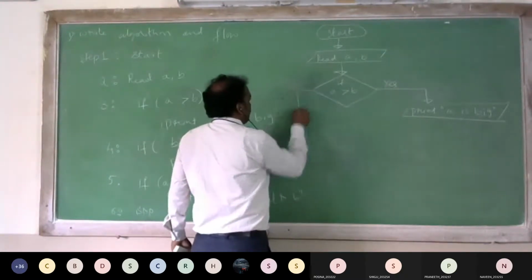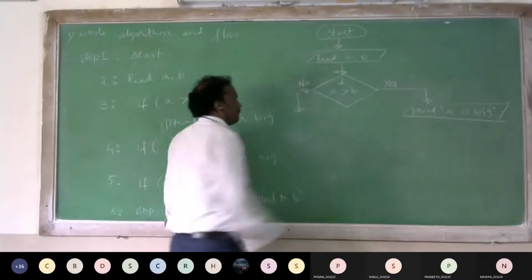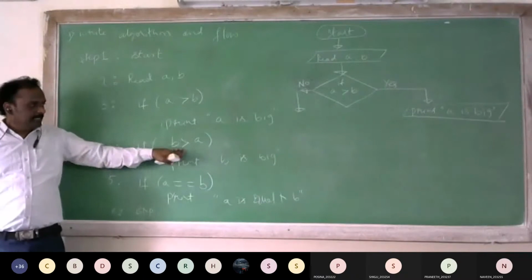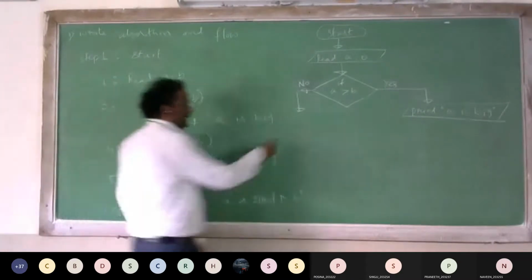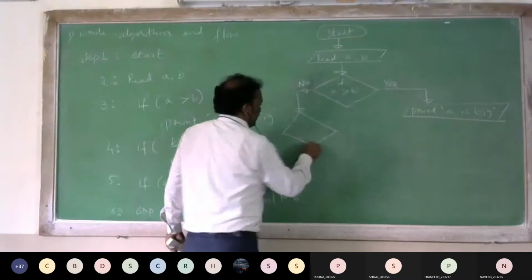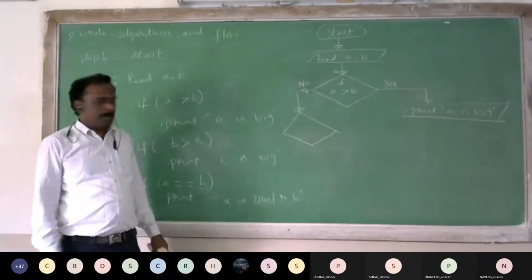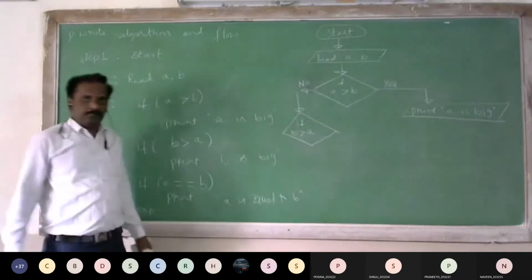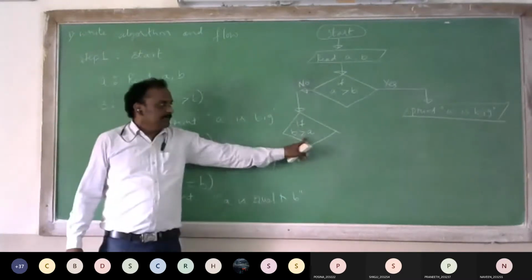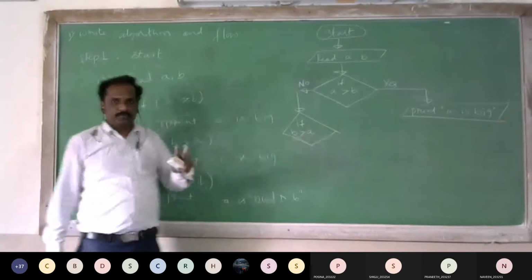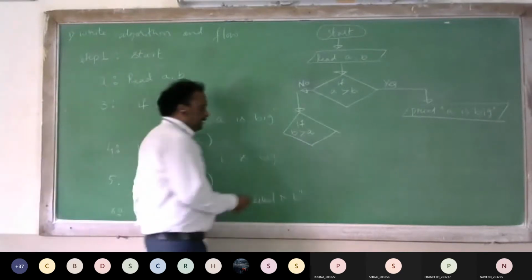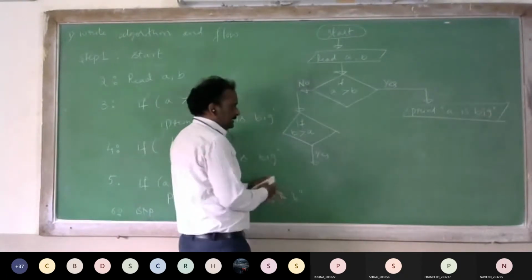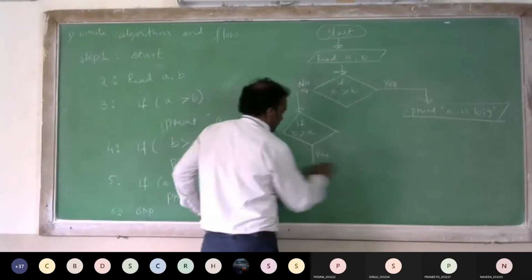If it is no, then what are you checking? Again you are checking whether B is greater than A. So whenever it is a condition, always use a rhombus symbol. Again we need to check whether B is greater than A or not. There are two values. Either it is yes or no. So if it is yes, then which is bigger?